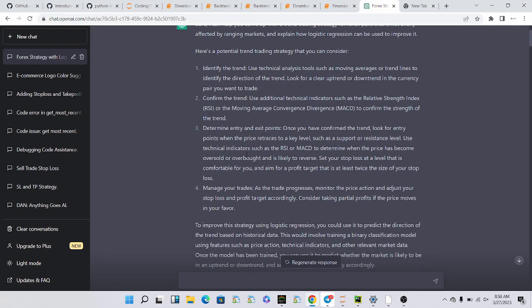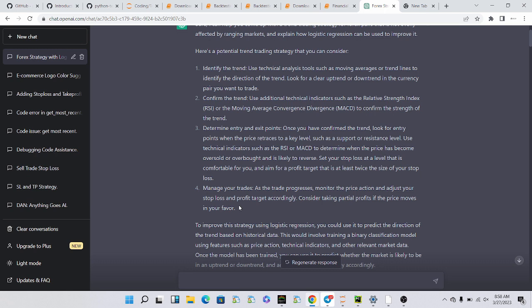And the third point here is to determine the entry and exit points. And then the fourth point here is to manage the trade. So we are supposed to have some sort of trade manager, and we did that in our framework. So we don't need to create this section here using ChatGPT.